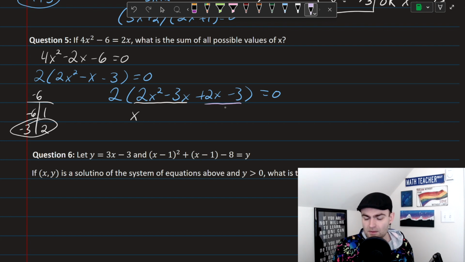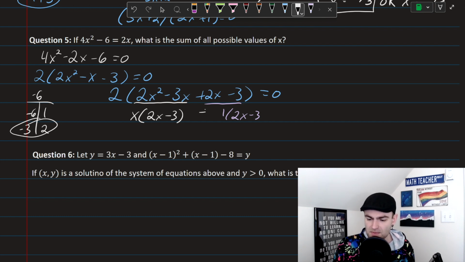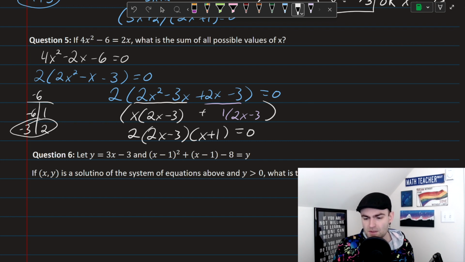And the second one would have nothing in common, so that's just a 1. So doing that, we get 2x minus 3 plus 1. There's a nice plus in between. We do have parentheses all around that, so there's a lot of parentheses here. I do apologize. And then we're going to factor out that 2x minus 3 from both, giving us 2x minus 3, x plus 1, and that 2 out in front equals 0.